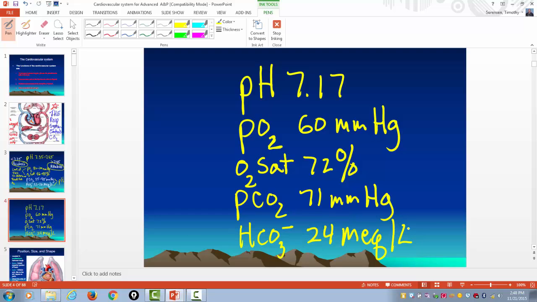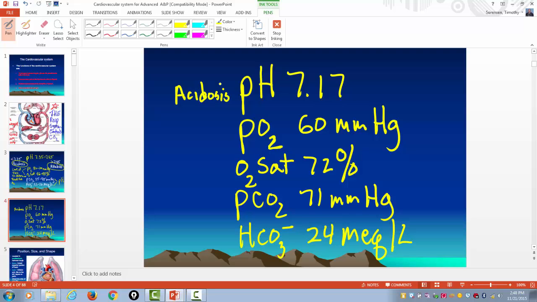Okay, so you're in the ICU or ER. Patient's in bad shape. Doctor orders arterial blood gases. You get the results back. These are the results. So the first thing you want to do is look at the pH and determine whether it is acidic, basic, or normal. This pH is 7.17. So this is an acidosis.